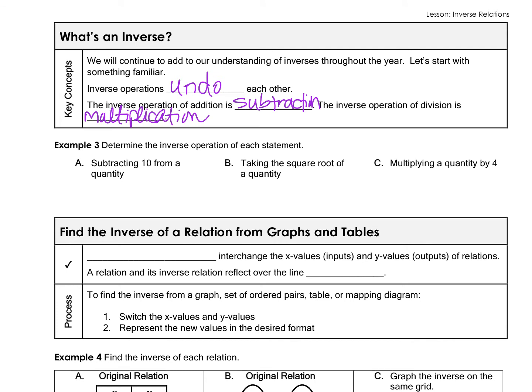So example 3, determine the inverse operation of each statement. If we're subtracting 10 from a quantity, the inverse of that would be adding 10. Part B, taking the square root of a quantity. We actually talked about this the other day when we were looking at the parent functions. So square root, the opposite of square rooting something is squaring.